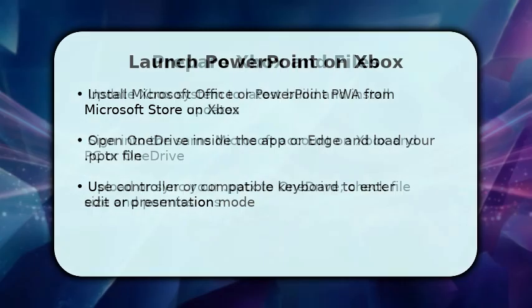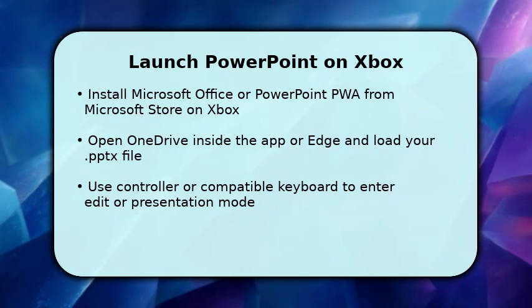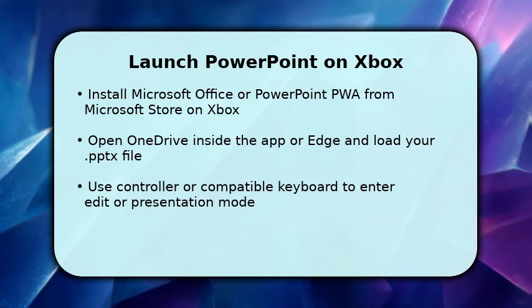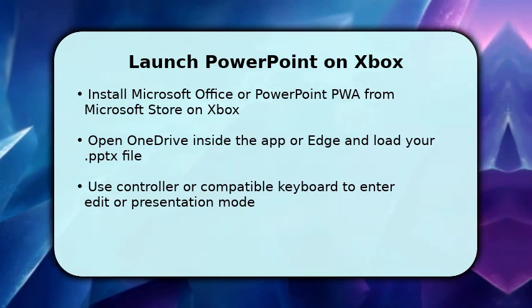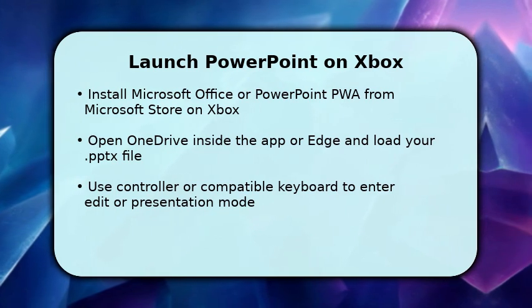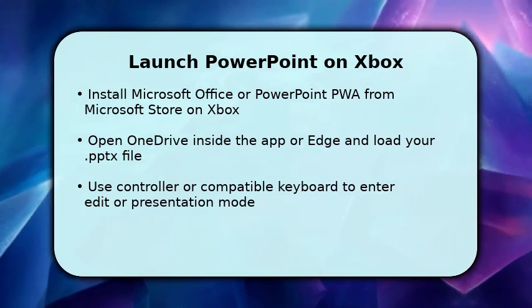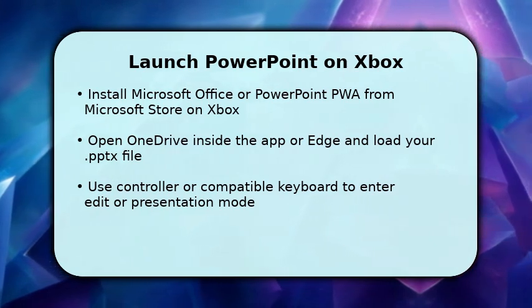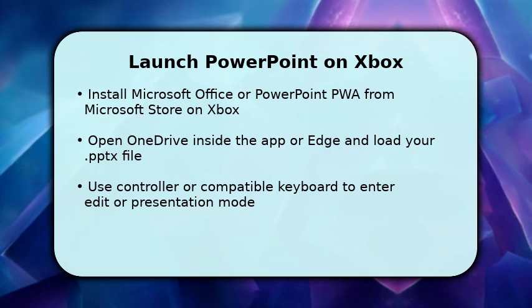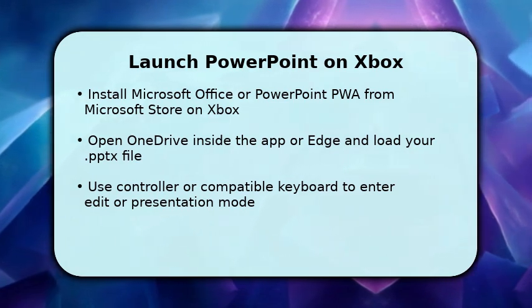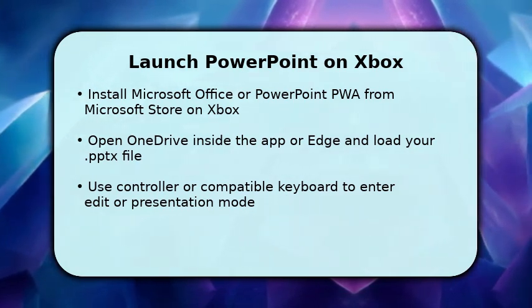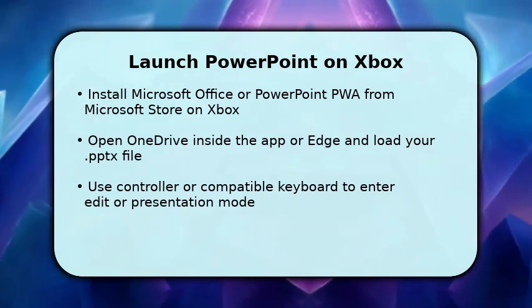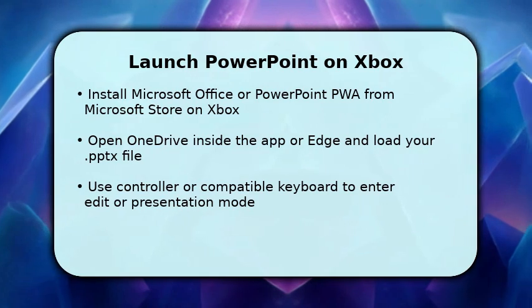Next, you install and launch PowerPoint or the Office Progressive web app on Xbox and access your file. Open the Microsoft Store, install Office or PowerPoint PWA, then sign in with the same account. Navigate to OneDrive inside the app or via Edge and open your PPTX. Use the controller to enter presentation mode for viewing, or connect a USB/Bluetooth keyboard and mouse if you need to edit slides. This gives faster navigation and precision for complex work.